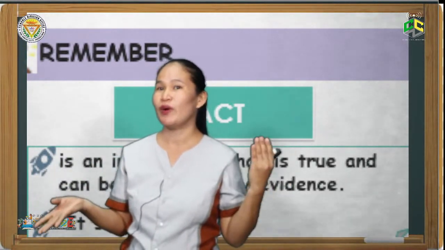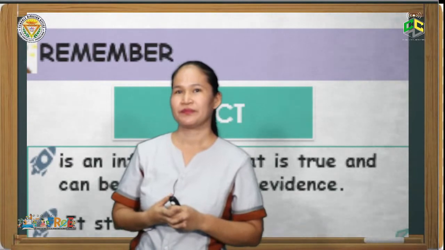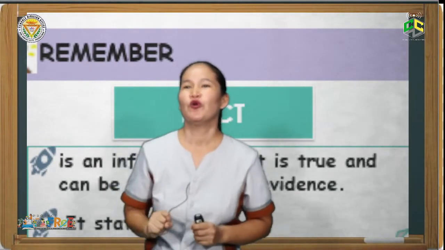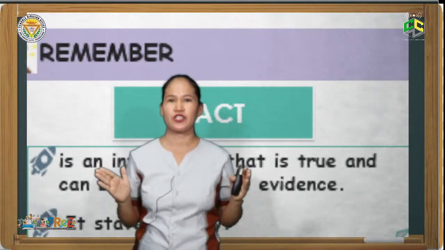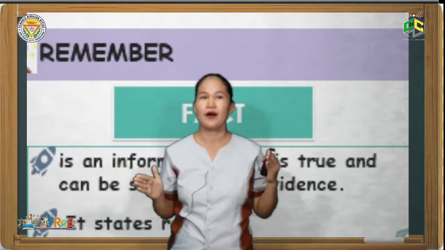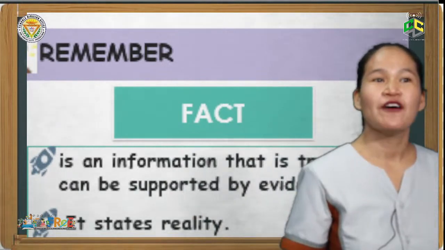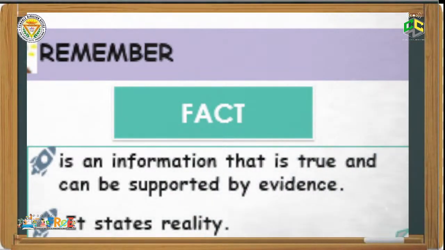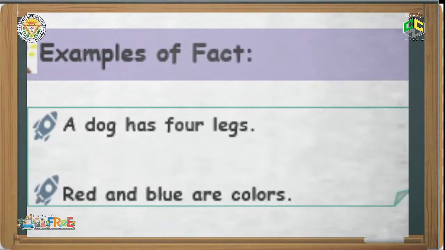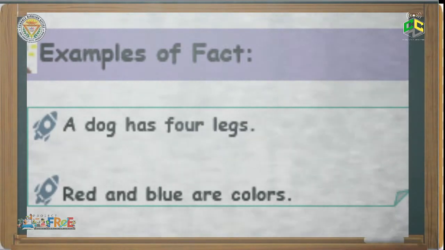Now, children, remember that, what do we mean when we say fact? Okay, exactly. When we say fact, it is an information that is true and can be supported by evidence. Also, fact states reality, meaning it happens in real life. Let's read the examples. A dog has 4 legs. Second sentence, red and blue are colors. These are examples of fact.